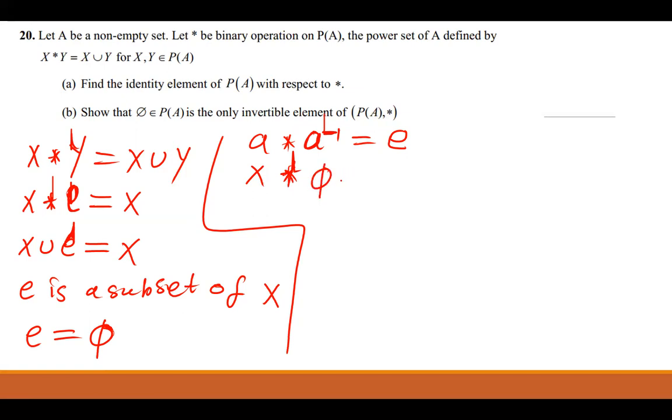So X star, the empty set, the answer is the identity, rather, I didn't say that, sorry, it's not supposed to be the empty set here. I was supposed to say X star, the inverse of A, is supposed to give me an empty set as the identity element.